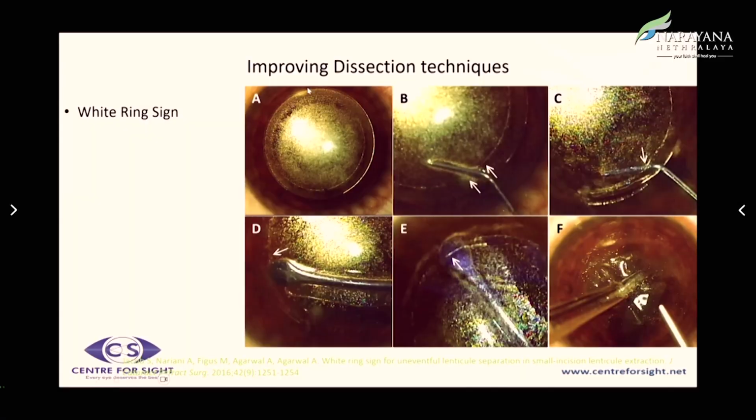Now, this was described by Susan Jacob et al. This line is the white ring sign. You can see that if the white ring is getting disrupted at that particular point, or if you have a disruption here, that exactly means you are in the posterior plane, which is the white ring sign.